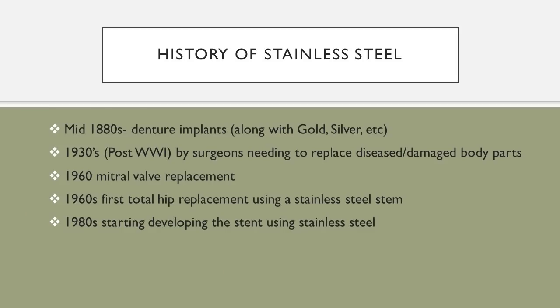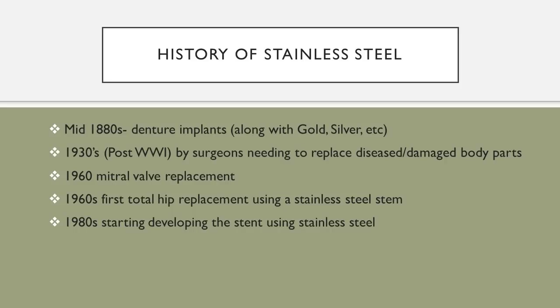I'll briefly touch on the history of stainless steel. It's actually been used since the 1800s, along with other metals like gold and silver, due to its anti-corrosive properties. A really easy application is in denture implants because they don't really require surgical means to be implanted.